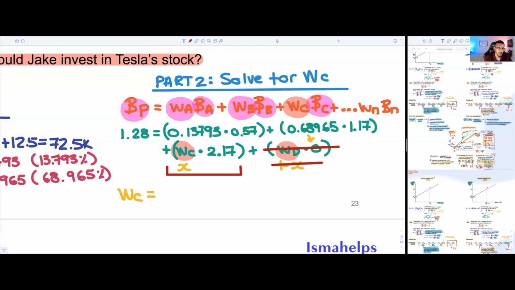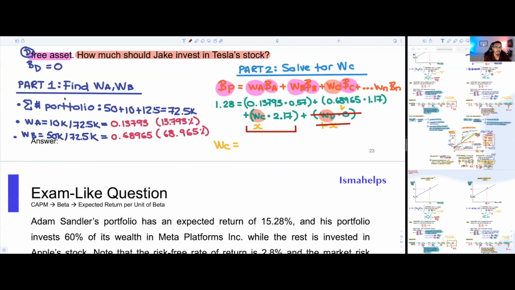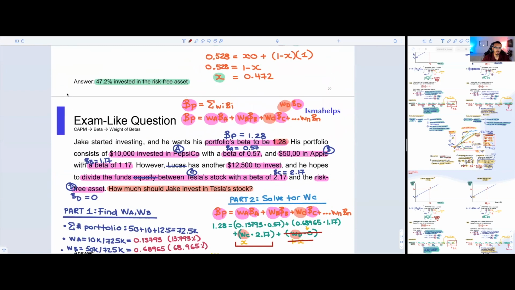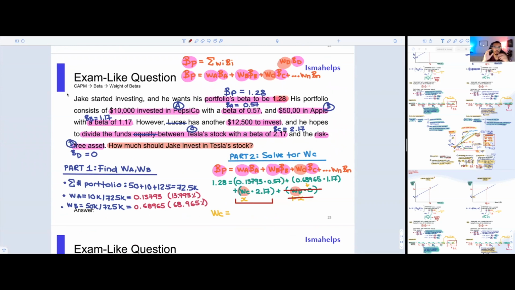Okay, we're gonna have x. Okay, so I'm going to take a step back just to make sure that we have all the right pieces of information such that we solve this the right way. If we take a step back here, we know that we're looking for our portfolio beta to be equal to 1.28. That's exactly what you see on the screen. And we know that the weight of our money invested in stock A, in other words, Pepsico, is equal to 13.793%. And we know that the beta of Pepsi is 0.57.